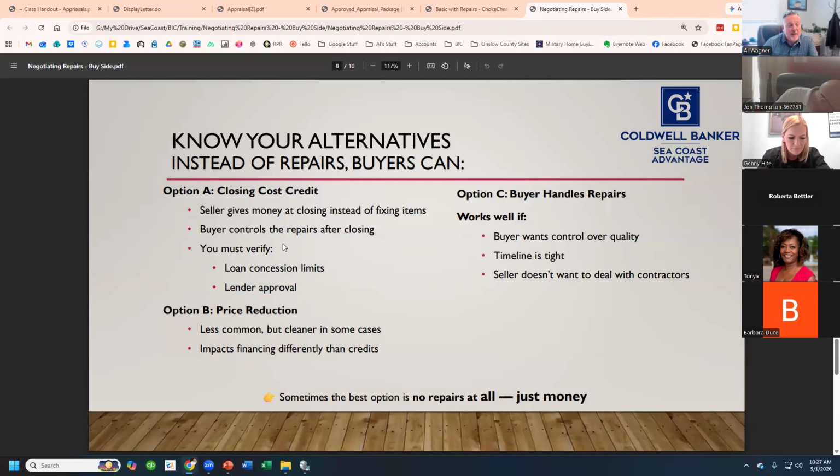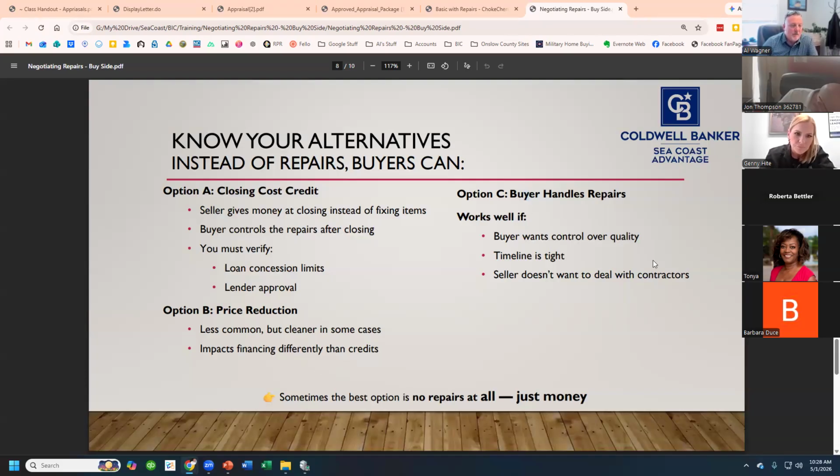Another option, instead of making repairs, is maybe the buyer just wants the price to be reduced and they're still going to make the repairs on their own. Again, it's not real common around here. Sometimes it's cleaner because you don't have to worry about closing cost credits or anything else. It will impact them financially some, but it helps as far as payment versus how much money they're going to bring to closing.